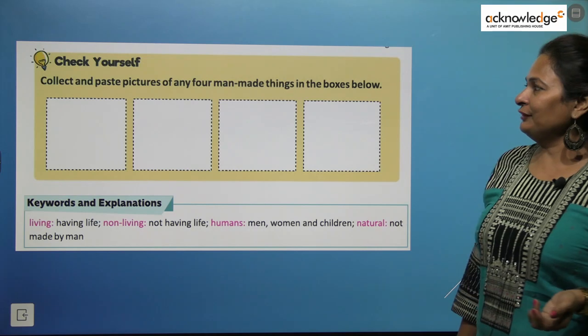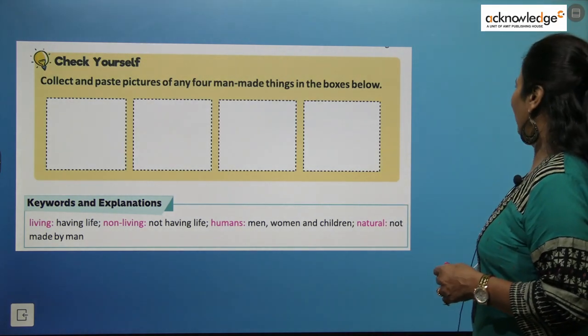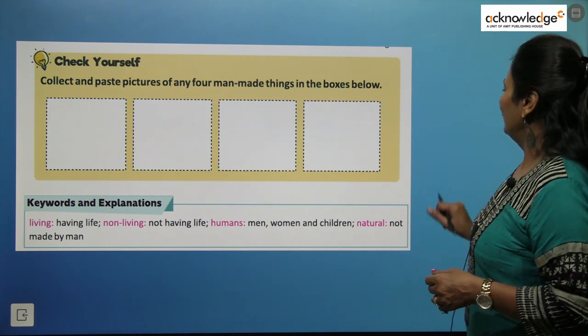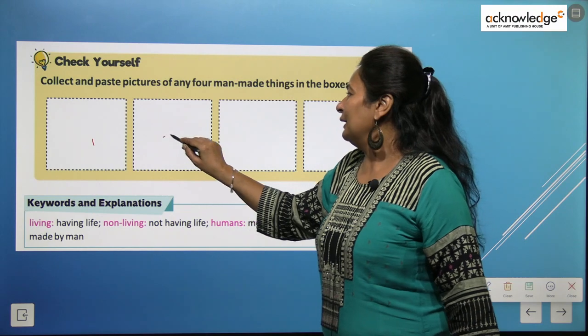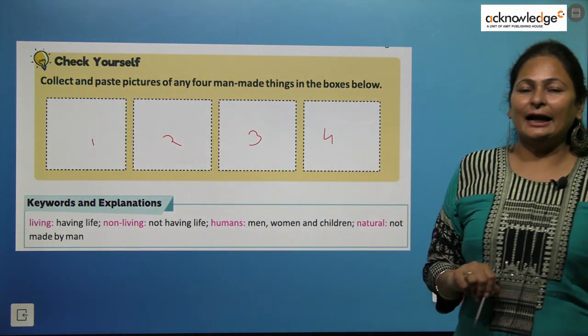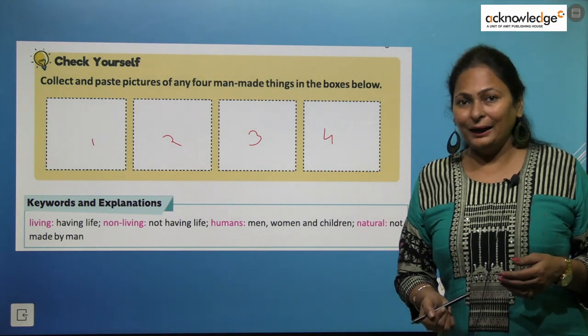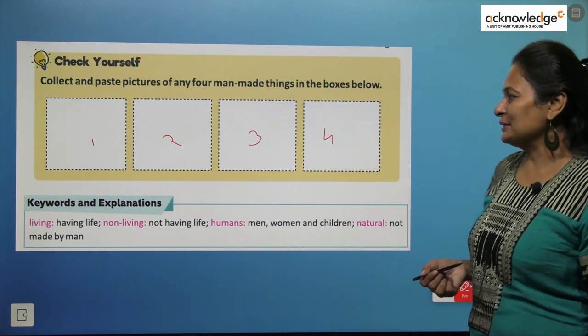So check yourself, kids. Collect and paste the pictures of four man-made things in one box. Here you have four boxes. You need to paste the pictures of the things that have been made by man, right? Easy for you now? You'll do very good.